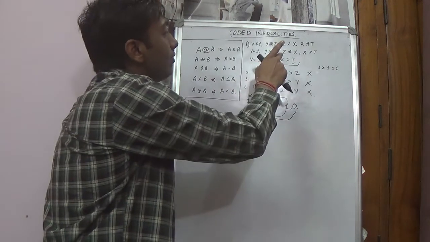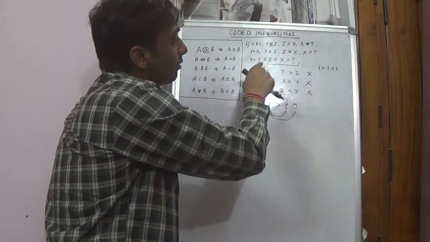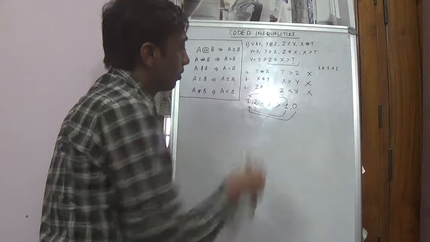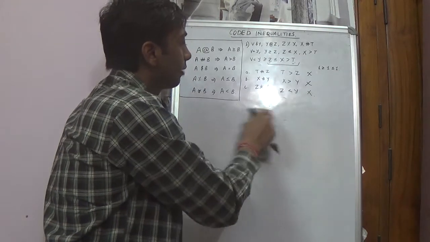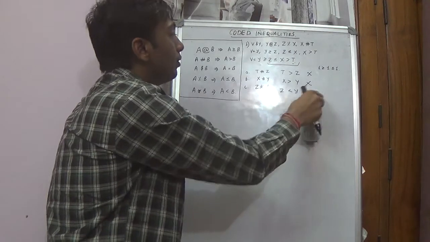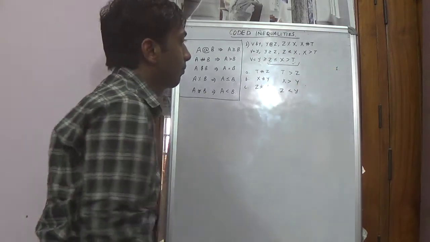Similarly for X and Y, we'll take these three. X and Y could be equal, so this also is wrong. Third is directly given from the statement above. So in third we need not do much.